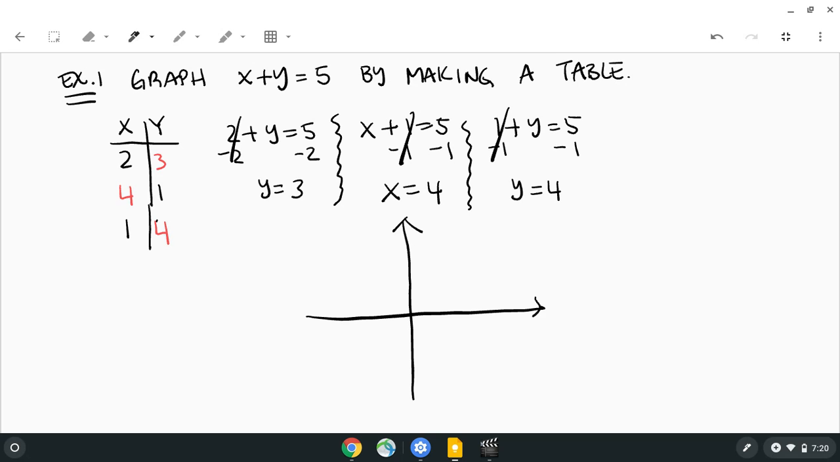Here's my x-axis. Here's my y-axis. 1, 2, 3, 4, 5, 6. 1, 2, 3, 4, 5.